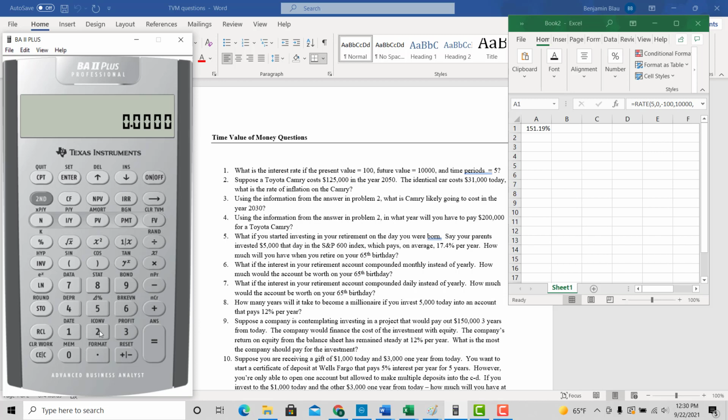So my N is going to be 29. My future value is going to be 125,000. The identical car costs $31,000 today. I'm going to put that as negative 31,000, and we're going to solve for the rate of inflation here. So I'm going to say 125,000 future value, positive. Again, remember, present value or future value has to be a negative number. We're going to use the present value again. Payment is 0. Present value is negative 31,000. We're solving for I/Y, and the number of years is going to be 29. How did I get 29? I took the year 2050 minus the year 2021. So I got 29 years, and I'm going to compute I/Y.